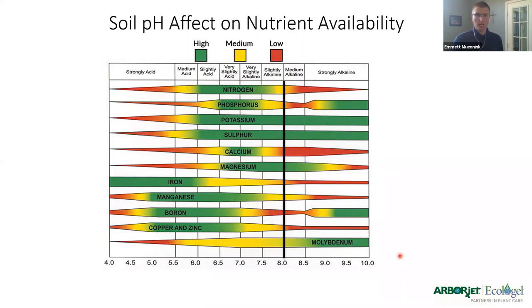So you're looking at the pH, and I highlighted pH of 8. That's pretty common in the Western United States. And what happens when you get to that high of a pH is your micronutrients begin to get bound up to the soil particles. Iron, manganese, copper, boron, and zinc are all limited when you get to higher pHs.